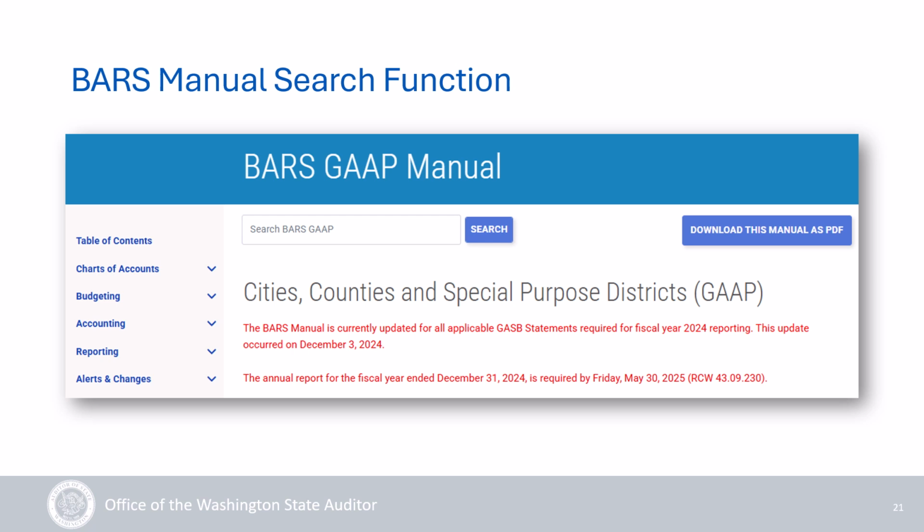Now, we just did a very high level overview of where to find specific topics in the BARS manual, but we also have a search function directly in the manual. When searching for BARS related topics or codes, remember to use the search in the BARS manual. You can see that the text will say search BARS GAAP, and that indicates that you are in the right place.